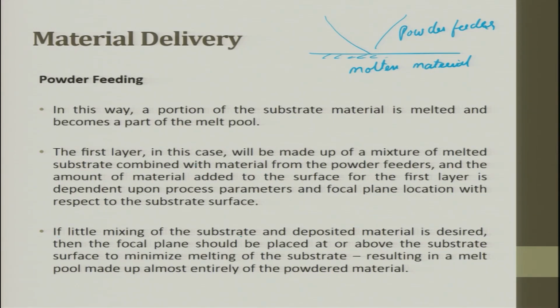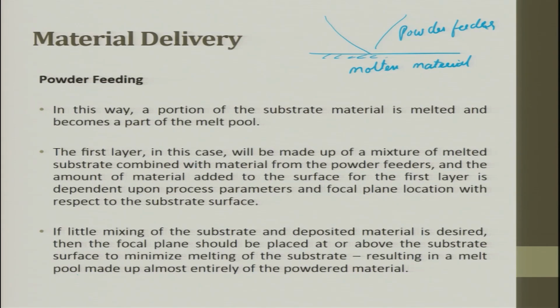If little mixing of the substrate and deposited material is desired, then the focal plane should be placed at or above the substrate surface to minimize melting of the substrate, resulting in the melt pool made up almost entirely of the powdered material. So, it is just playing with the focal plane and depositing the layer. So, what happens when the laser hits the powder? It creates a melt pool.